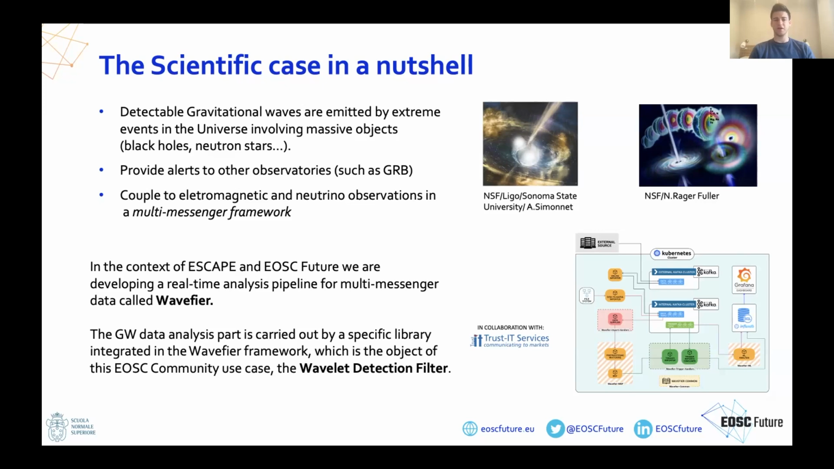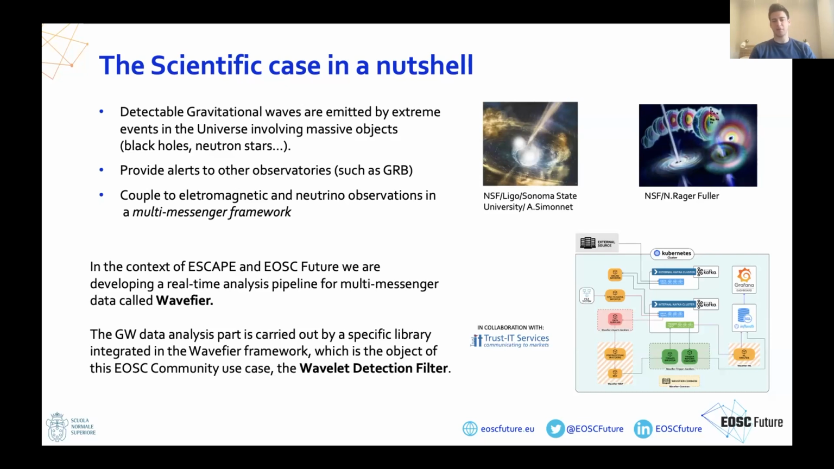They are pretty important because they can provide alerts to other electromagnetic observatories, such as gamma-ray burst telescopes or optical telescopes, and they can be used to study the so-called multi-messenger events, which produce both gravitational wave, neutrino, and electromagnetic data. So in the context of first ESCAPE and later on now EOSC Future, we started developing in collaboration with Trust-IT Services this real-time analysis pipeline for multi-messenger astronomy, which is called WaveFire.